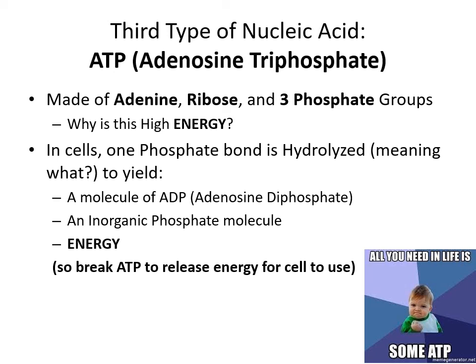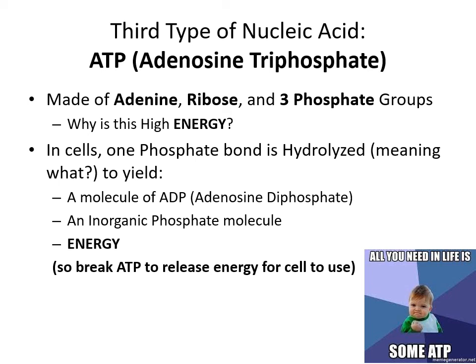Then we have the third type of nucleic acid, and it's another very important one because it is ATP, it's your energy, okay? So this nucleic acid, ATP, is made up of adenine, ribose, and 3 phosphate groups. Adenine, remember in the previous slides, is a nitrogen base. Ribose is a sugar, and then you have the 3 phosphate groups.